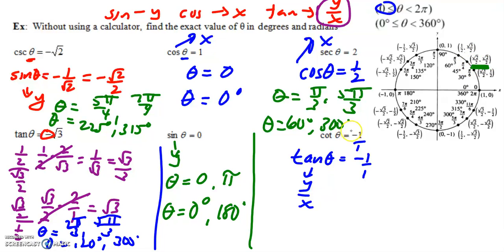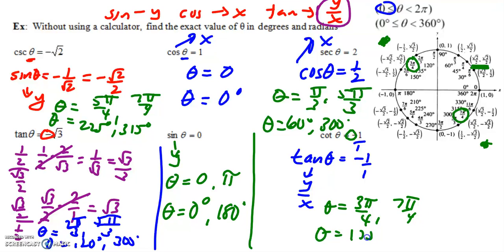But again, we want the tangent to be negative. Tangent is negative in the second and the fourth quadrant. So the 45-degree based angles in those quadrants, in radians, would be 3 pi over 4 or 7 pi over 4. And in degrees, it would be 135 degrees or 315 degrees. So definitely knowing this unit circle and how to use it will help you with all of these problems on this page.